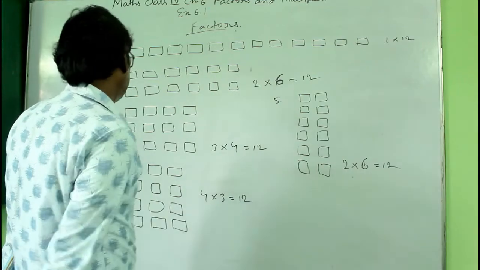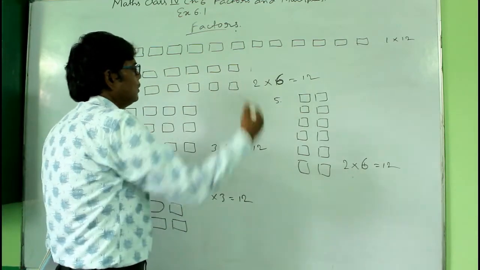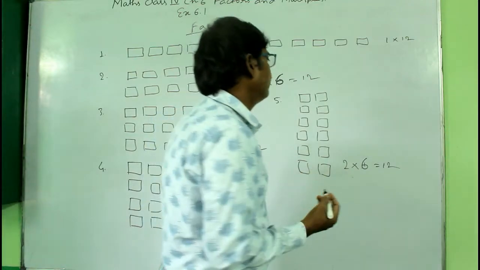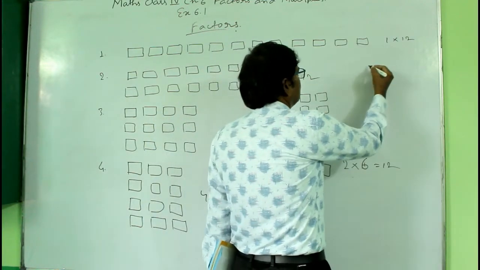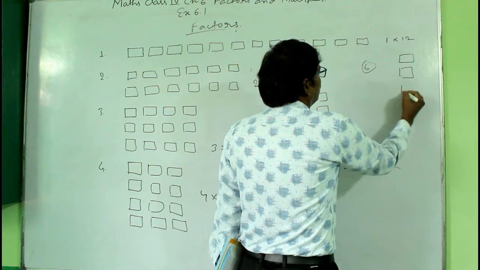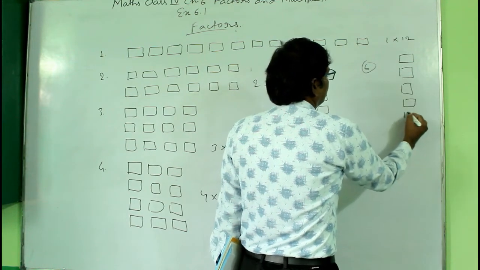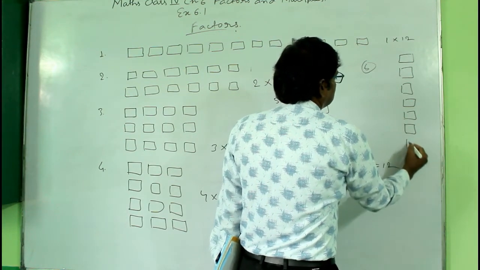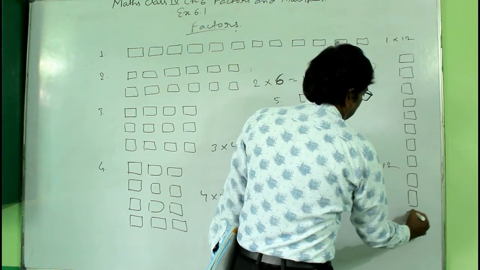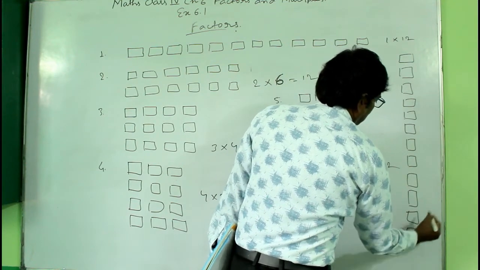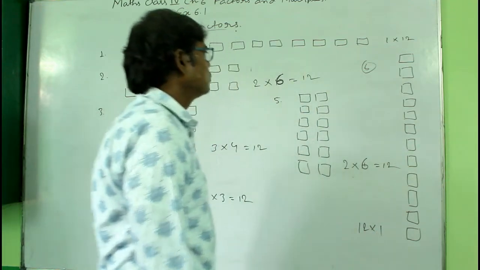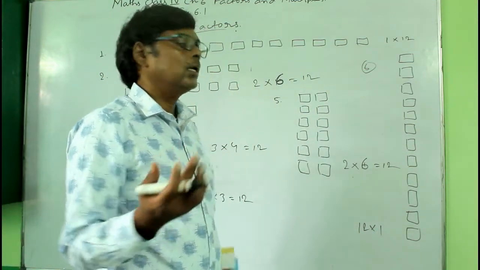Then the last one will be if you arrange all these in only one column. 1, 2, 3, 4, 5, 6, 7, 8, 9, 10, 11 and 12. So here you can write 12 into 1. So there are 6 arrangements.